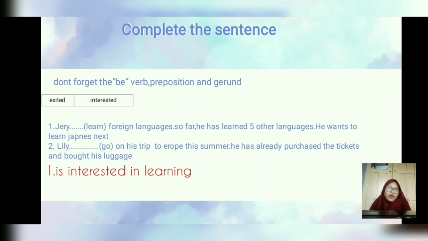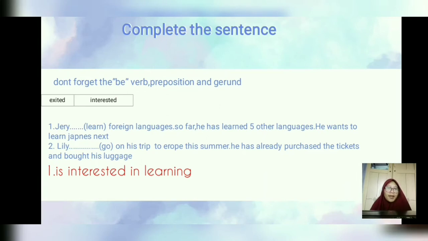the be verb for the first question is, and the adjective I choose is interested, and the preposition is in, and the gerund is learning. Why is the gerund learning? Because it comes from learn plus ing. Okay, the second question.